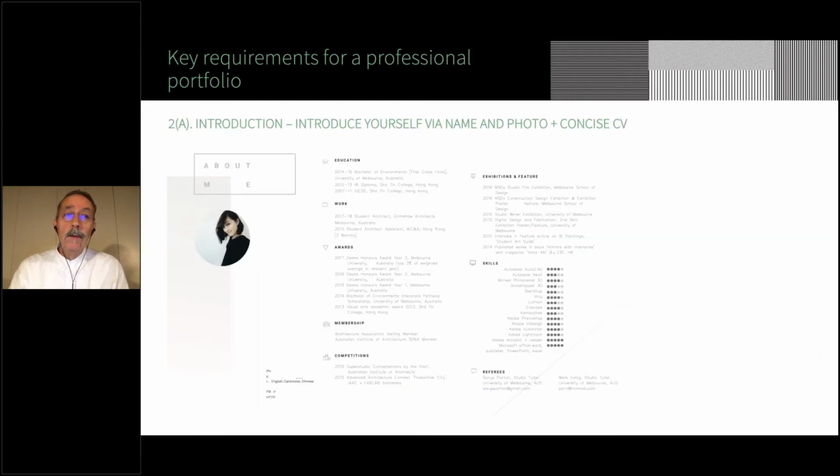Number 2 is an introduction where you can introduce yourself by name, photo, concise CV. This is one way to do it, where you give us some information about your background, you show us what skills you have and whether you have a very comprehensive knowledge of something like AutoCAD or Adobe Photoshop, or you just know it a little bit and such. Gives us some background. That's one way, but you don't have to do it this way.